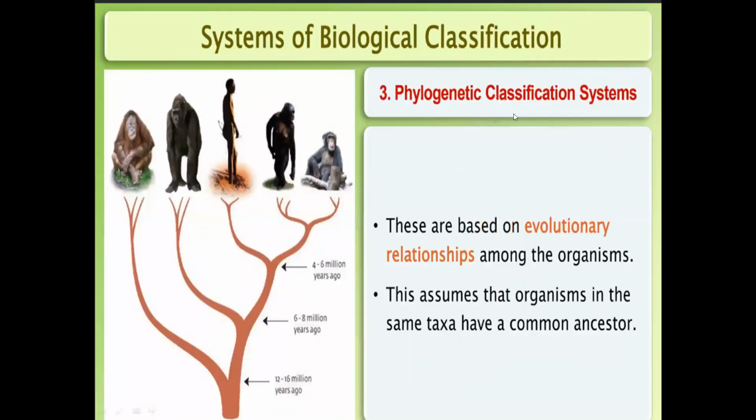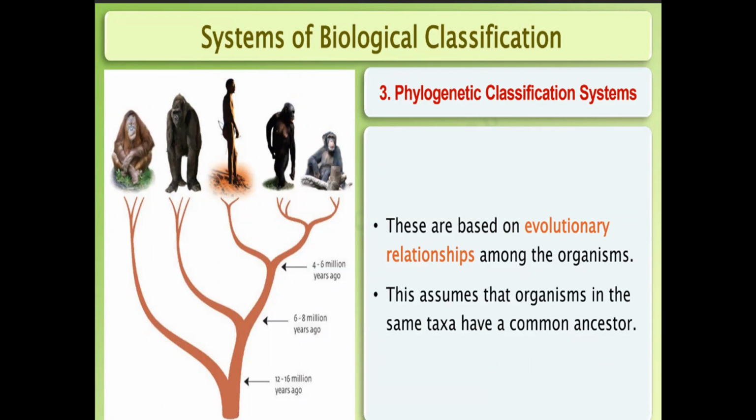Then the phylogenetic classification system. This is based on evolutionary relationship. You can see in the picture how we have evolved: chimpanzee, gorilla, human, all evolved from one species. That is evolutionary relationship. This assumes that organisms in the same taxa have a common ancestor.